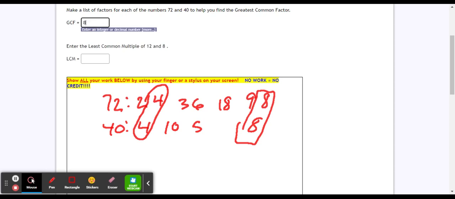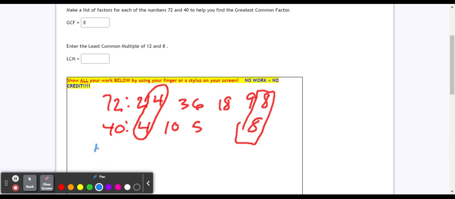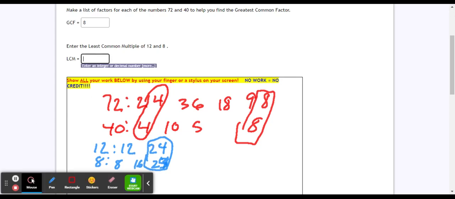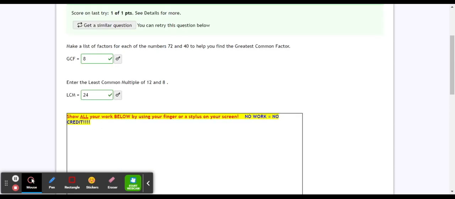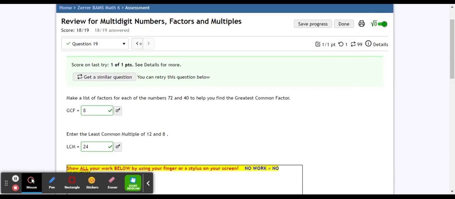And then when I have the least common multiple of 12 and 8, I'll do that in blue. So 12 and 8: multiples of 12 are 12, because 12 times 1 and 12 times 2. And it looks like that's already it, because 8 times 1, 8 times 2, 8 times 3 is 24. So 24 has to be the least common multiple for those two. So 24. There we go. And that's it. We're all done. All right. Yay.